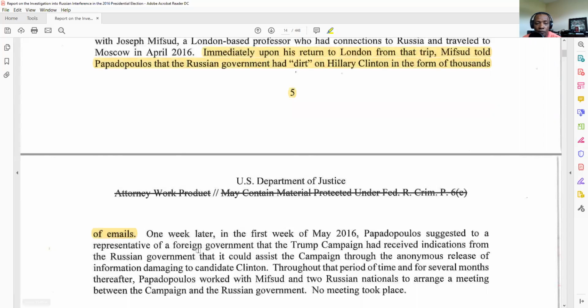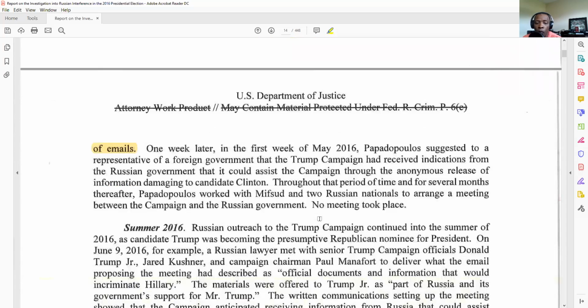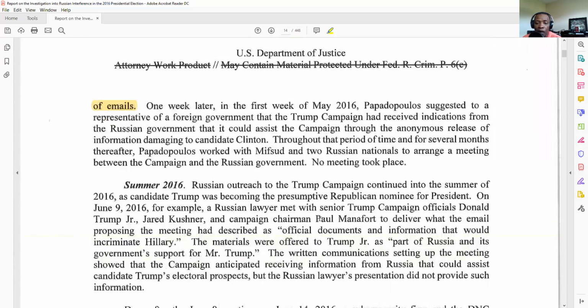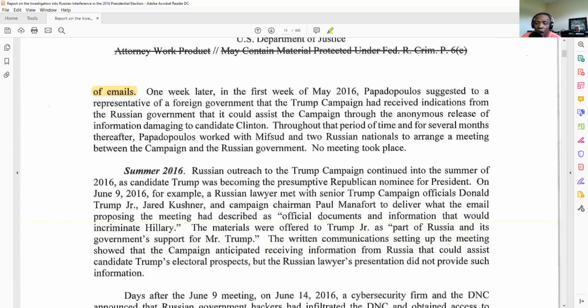Thousands of emails. All right. One week later, in the first week of May 2016, Papadopoulos suggested to a representative of a foreign government that the Trump campaign had received indications from the Russian government that it could assist the campaign through an anonymous release of information damaging to Clinton.